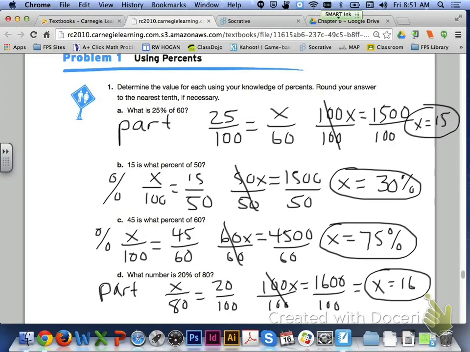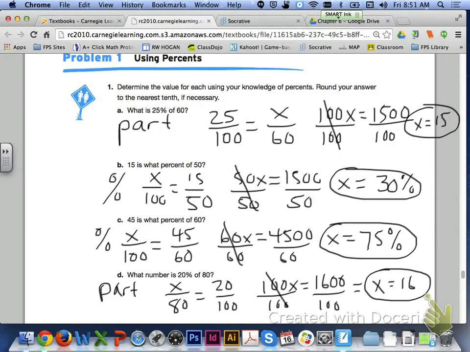If we take a look at letters A through D, here's what you should have for your answers. For letter A, I'm trying to determine the part. So if I set up my answer, 25 over 100 would be equal to x over 60. When I cross multiply, x is equal to 15. Letter B, I'm trying to find the percent. I set my problem up with my cross multiplying, x is going to be equal to 30%.